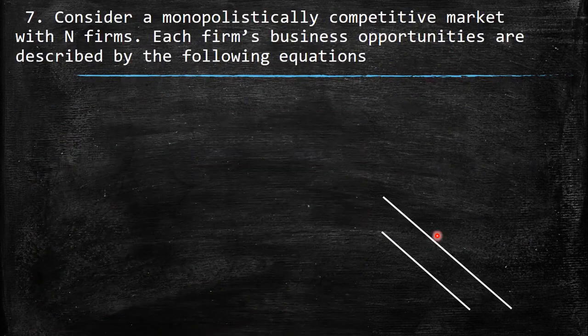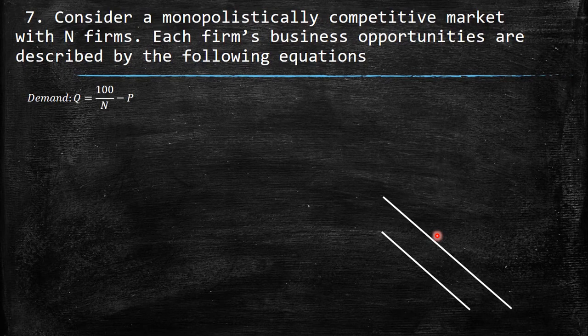Okay, then seventh point. Consider a monopolistically competitive market with n firms. So there is an n, which should be an established number of firms: 1, 2, 3, and so on. It should be a positive number, definitely higher than zero, naturally, because otherwise there wouldn't be a market. Each firm's business opportunities are described by the following equation.